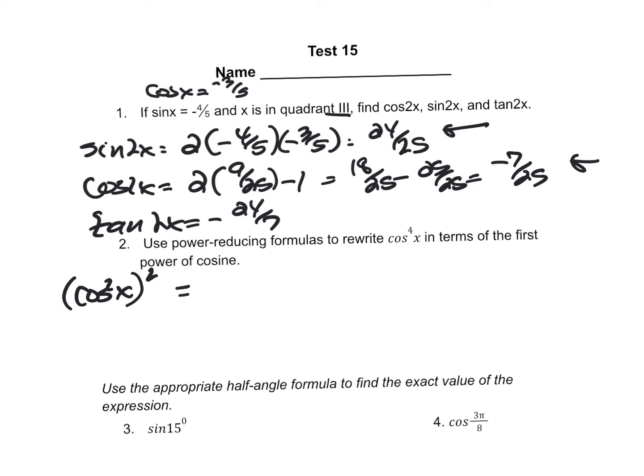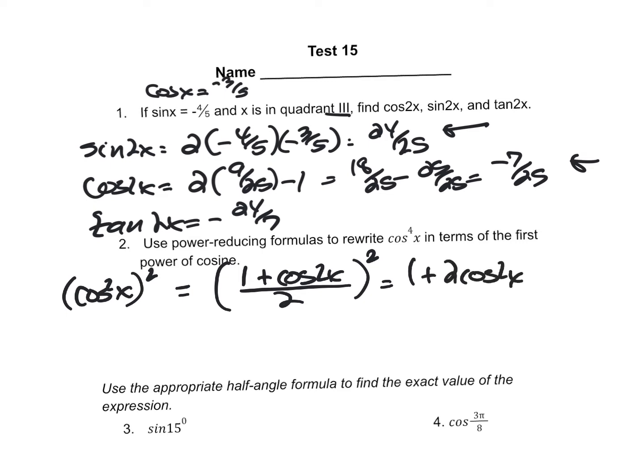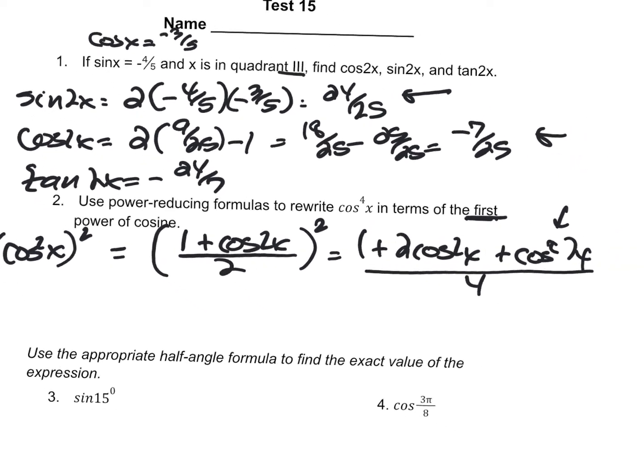If you look at the cosine squared power reducing formula on your paper, it looks like this: 1 plus cosine 2x over 2. That's what cosine squared is, but I've got to square that. So on the numerator, I've got to square it, multiply together, and it's all over 4. Now I would be done right there, except this is right in terms of the first power of cosine. I still have a square in there. So I've got to take care of that.